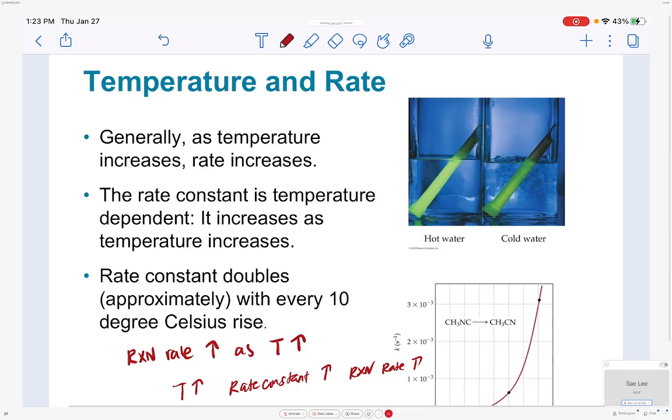Every 10 degrees Celsius of temperature rise, the rate constant will double. The picture on the right side shows the chemiluminescence reaction in light sticks in hot water versus cold water. As you can see, the luminescence reaction is more vigorous in the hot water, producing stronger light compared to the cold water. So it is a more vigorous, faster, stronger reaction at elevated temperature versus lower temperature.